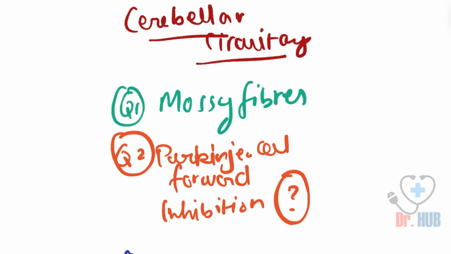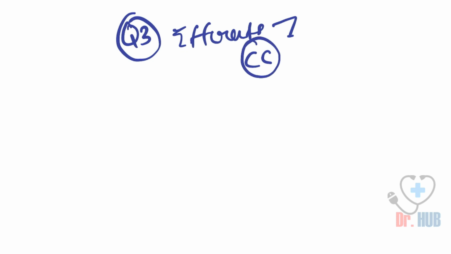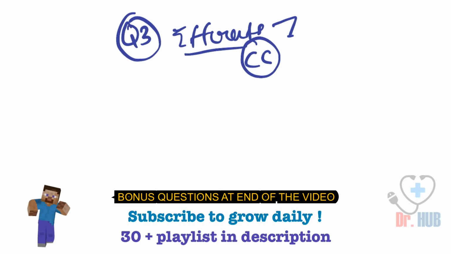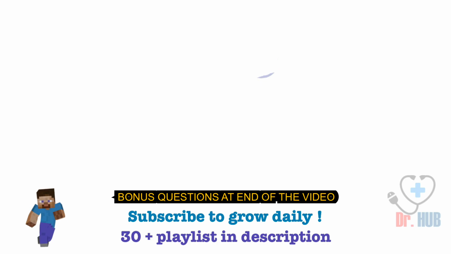The third question is: what are the efferents in terms of the cerebellar circuitry? In this video, we'll find the answers to all these questions. And at the end of the video, we have bonus questions.